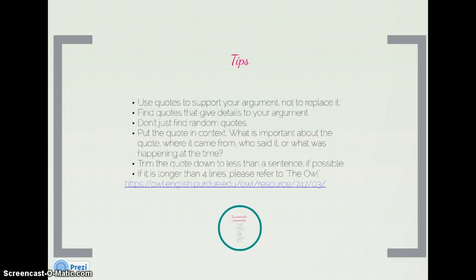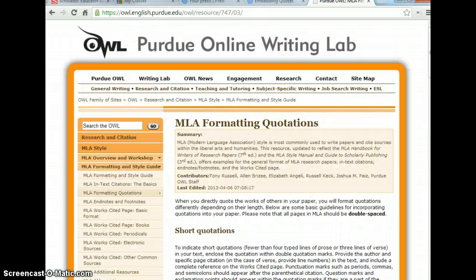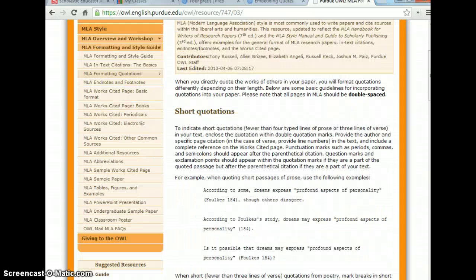Trim the quote down to less than a sentence if at all possible, and if it is longer than 3 lines, please refer to the OWL. And here's the website: owl.english.purdue.edu. This site can be used for many things. This is what the site looks like. It's the OWL Purdue Online Writing Lab. This is good for everything MLA format, so anything you ever have a question about.